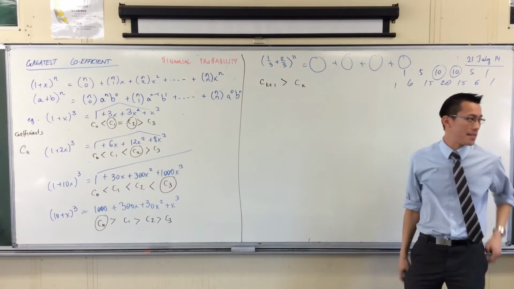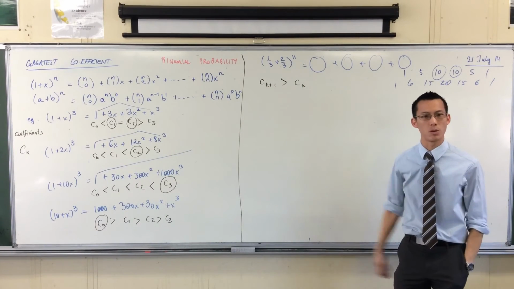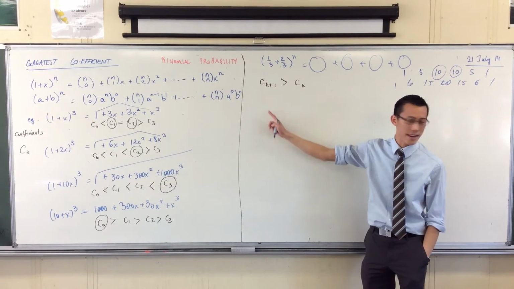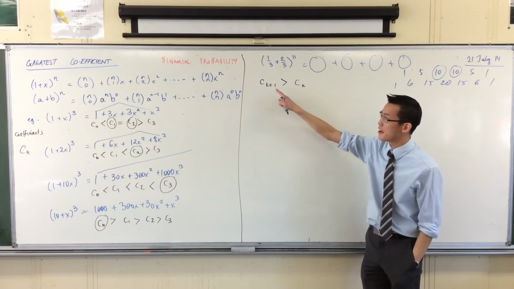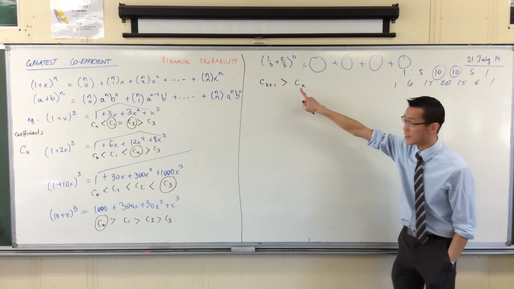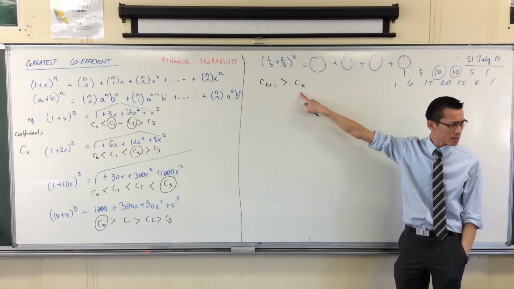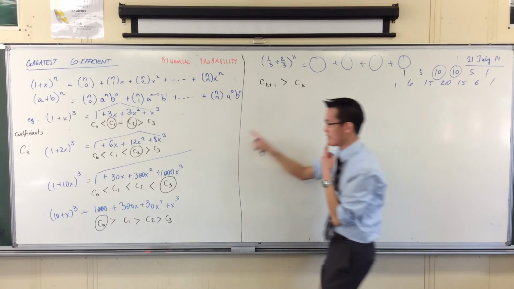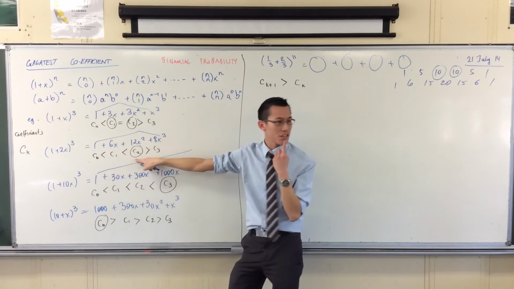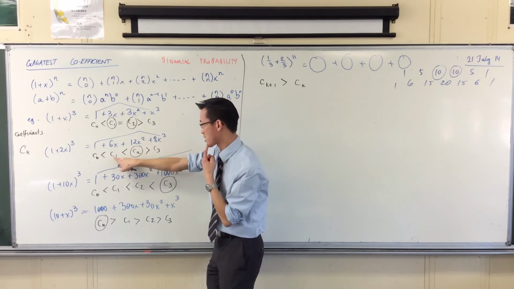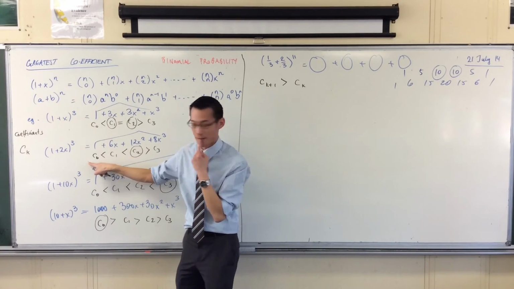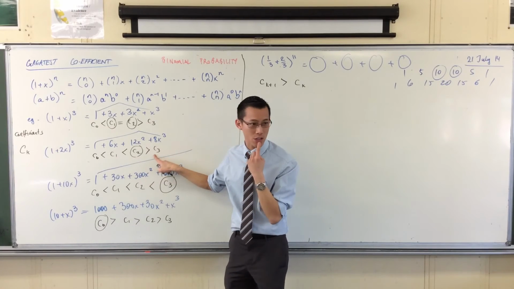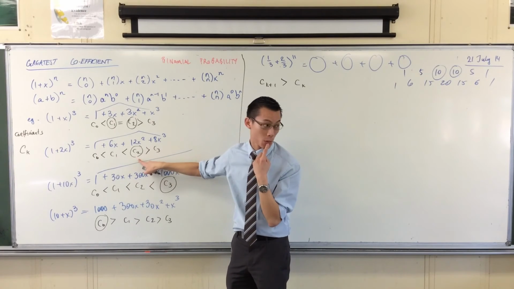I want to satisfy this inequality. What does this mean? Look at it with me. When this inequality is satisfied, it means that the next coefficient is bigger than the current one. As long as the next coefficient is bigger than the current one, I'm climbing. See, the next coefficient is bigger than the current one, and the next one is bigger than the current one. And now I transition, so I should stop. That's the one I want.